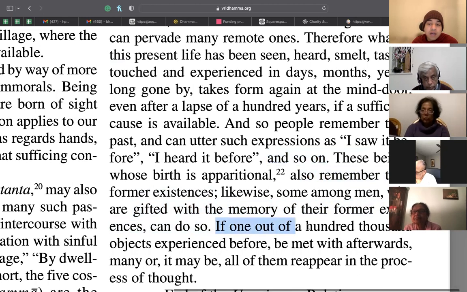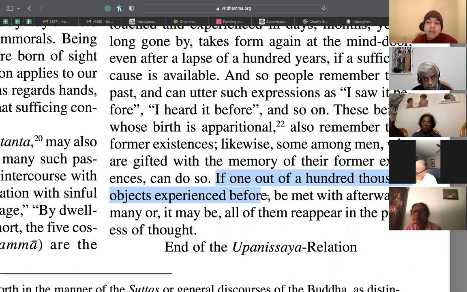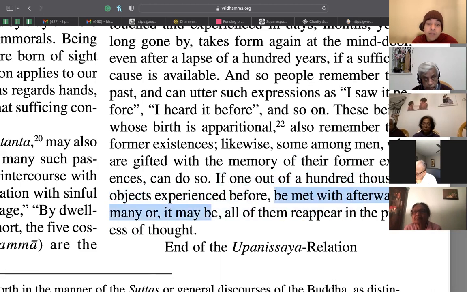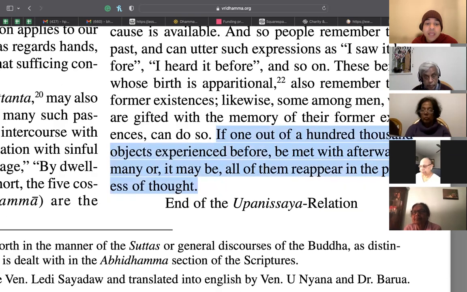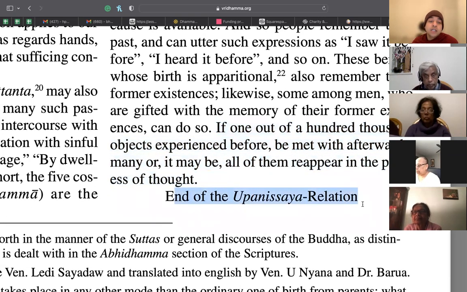If one out of 100,000 objects experienced before be met with afterwards, many or it may be all of them reappear in a process of thought. This is something that is repeated again and again in the Vishuddhimagga as well, with regards to the kasinas and the samatha bhavanas that we have gone through. Yeah, end of Upanishad relation.